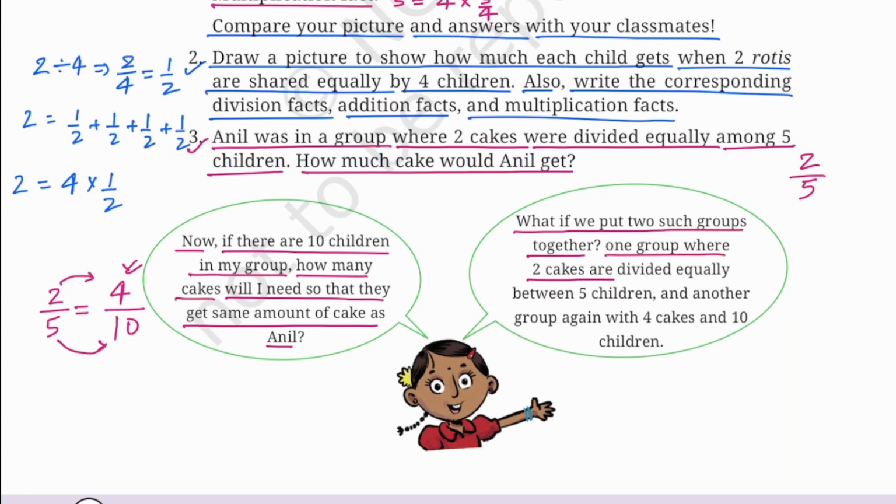What if we put 2 such groups together? One group where 2 cakes are divided equally between 5 children and another group again with 4 cakes and 10 children. In one group, 5 children are there and 2 cakes are there. And in another group, 4 cakes are there and 10 children are there. You already know 4 upon 10 is equal to 2 upon 5. Each will get 2 upon 5 share of the cake present.